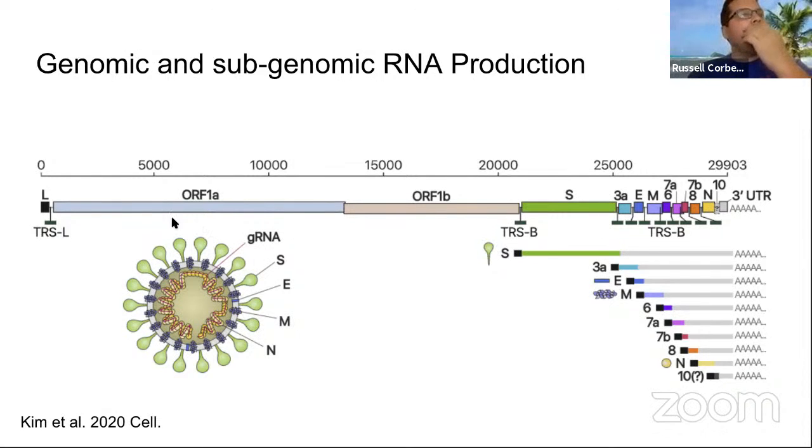Down here are the subgenomic RNAs it produces. And what these are is sequences. So there's this translation regulatory sequence here. It gets spliced onto these things in a few different places.